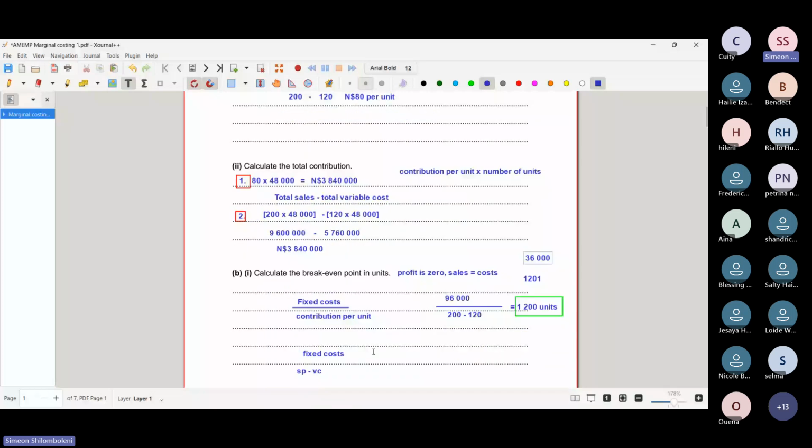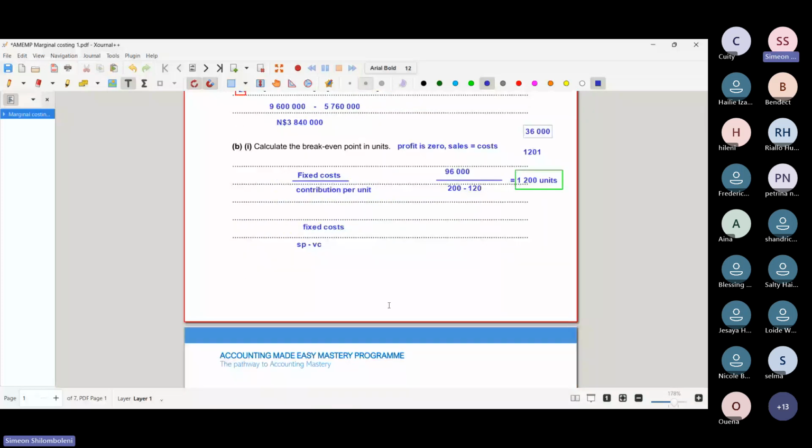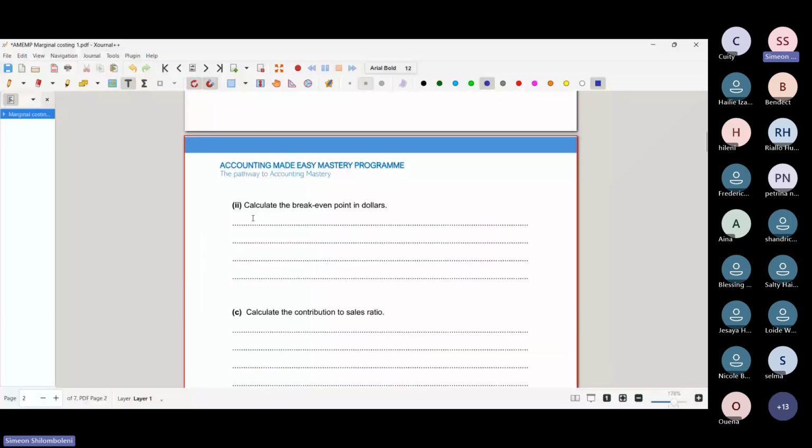Now, you know how many units you need to sell in order to make a profit. How much is that if we convert it into dollars? That is what the next question is asking. The next question is asking, calculate the break-even points in dollars.